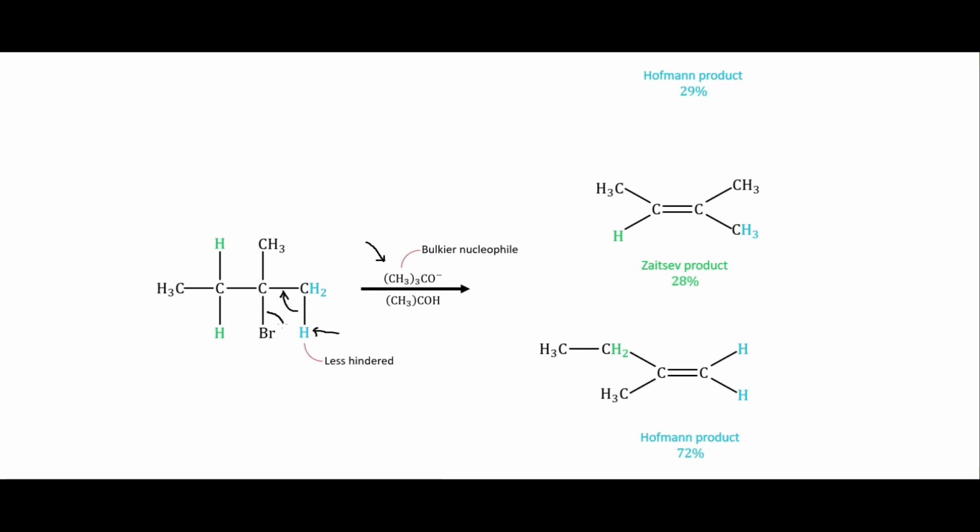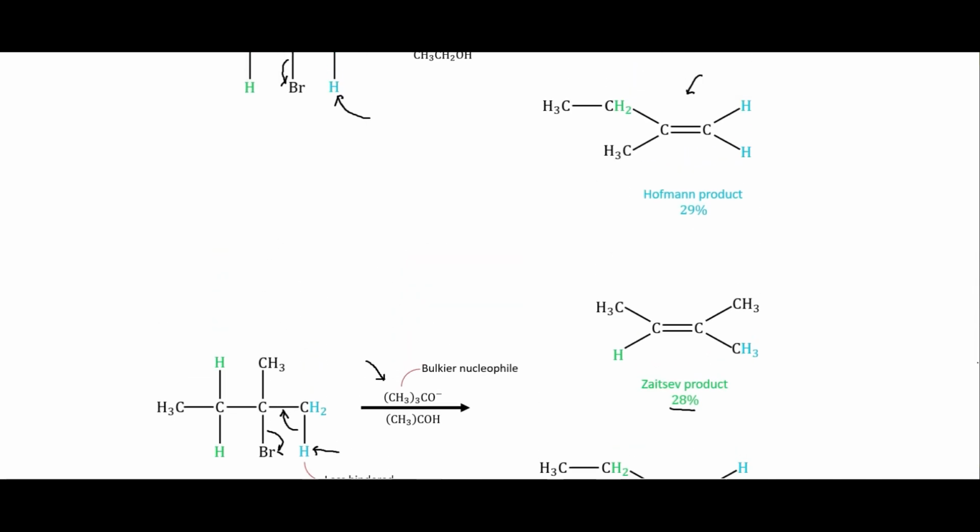Electrons going down there, these ones going onto the leaving group, and now we're going to favor the Hofmann product rather than the Zaitsev product. And so we can use these bulkier nucleophiles to get the Hofmann product over the Zaitsev product.